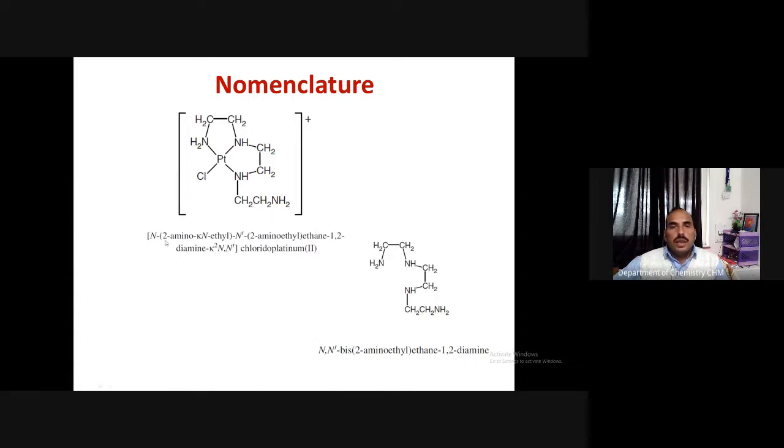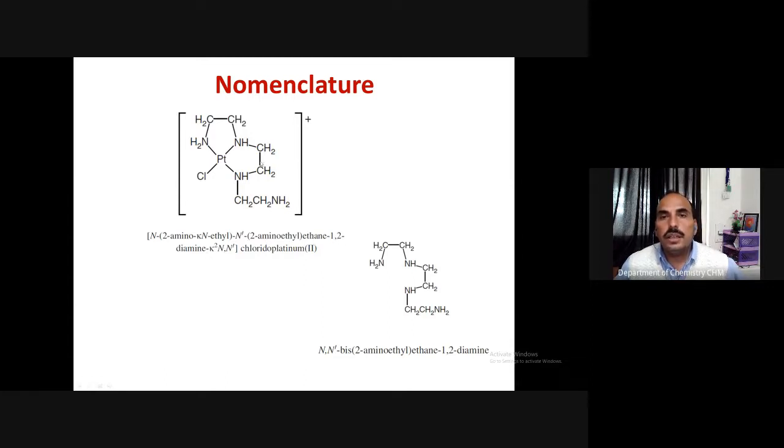Here you can see N 2 amino kappa N ethyl. So the amino group of this 2 amino ethyl group, one is coordinating. What we are talking about is this nitrogen, N 2 amino ethyl group. This nitrogen is coordinating, so kappa N ethyl. Then you have N prime, this N prime, which is bearing this group, 2 amino ethyl. It's not coordinating, so let's not use any kappa over here. N prime, 2 amino ethyl. Then you have ethane 1,2 diamine.